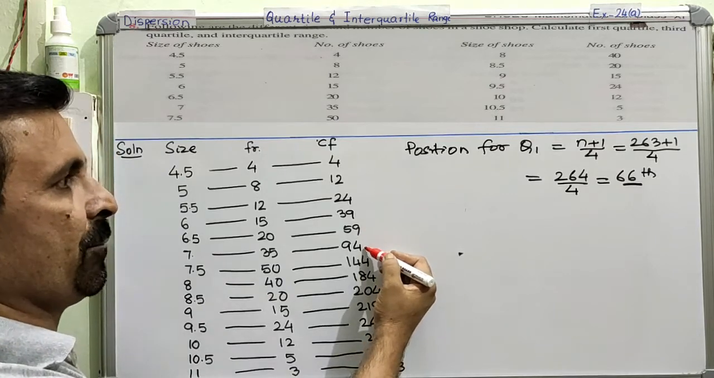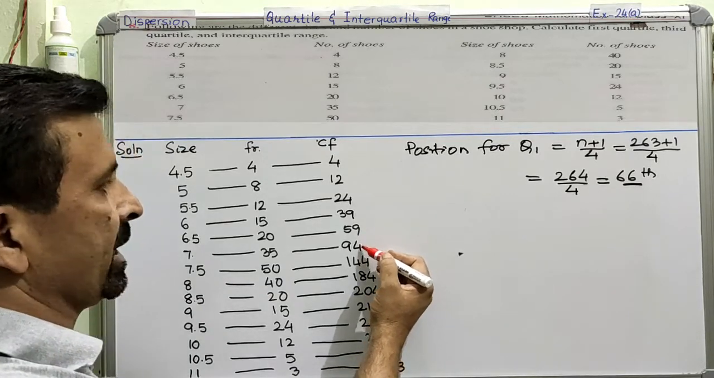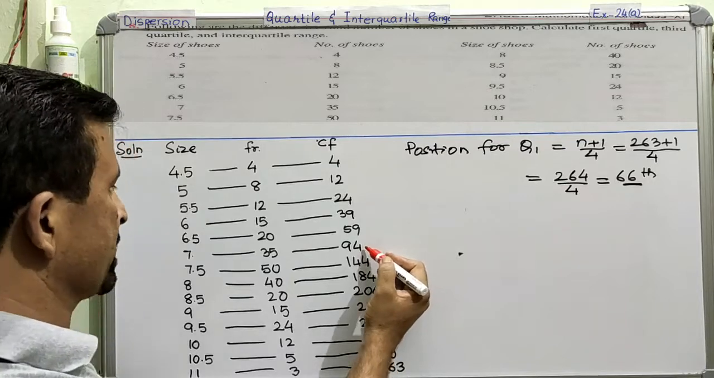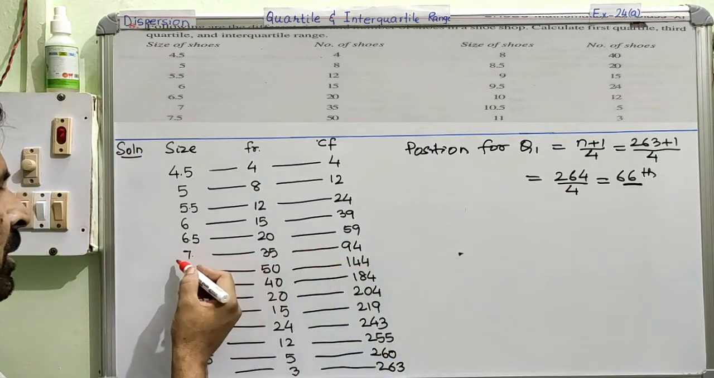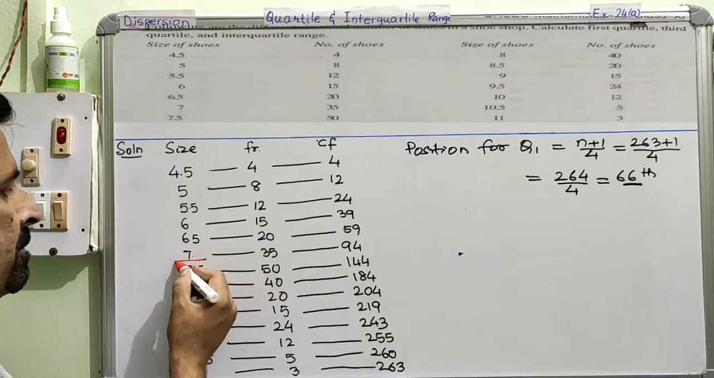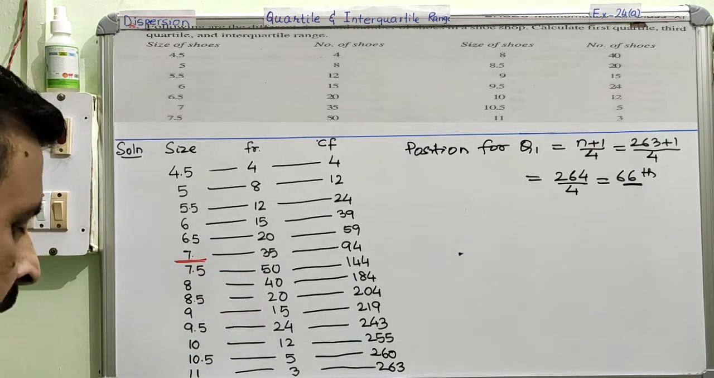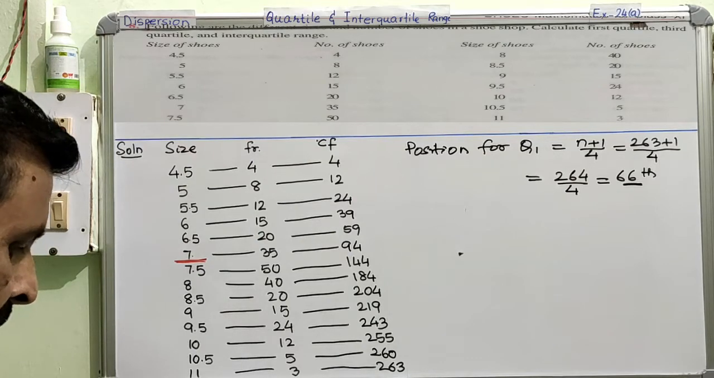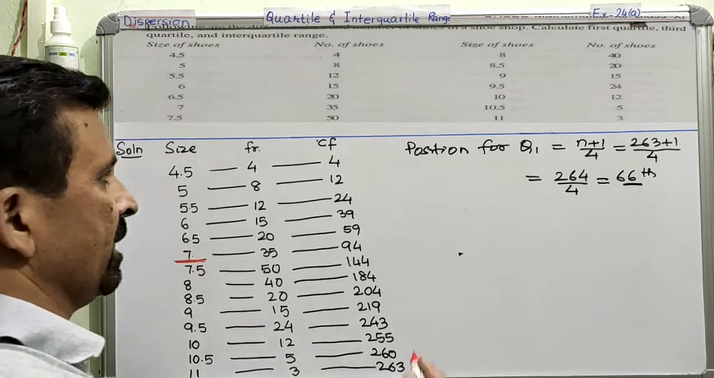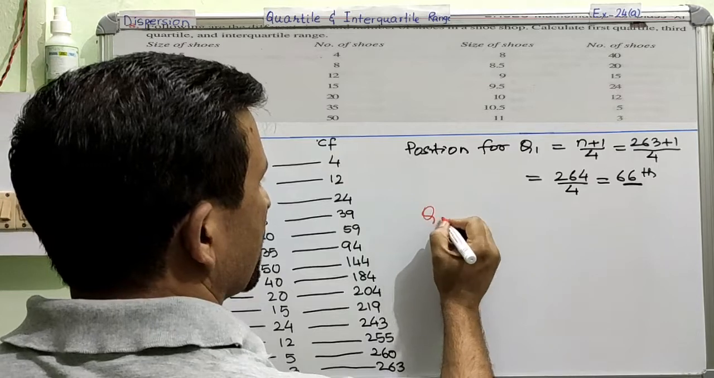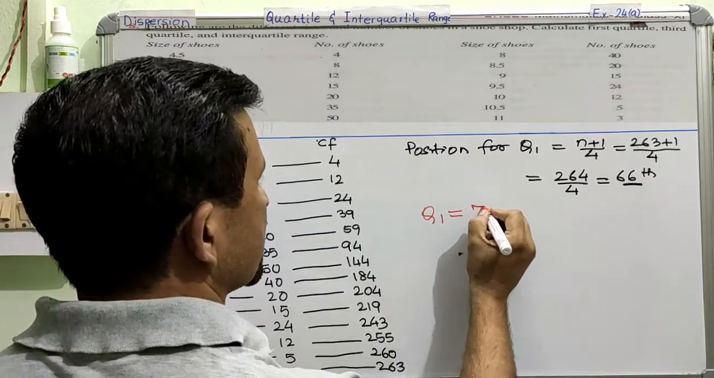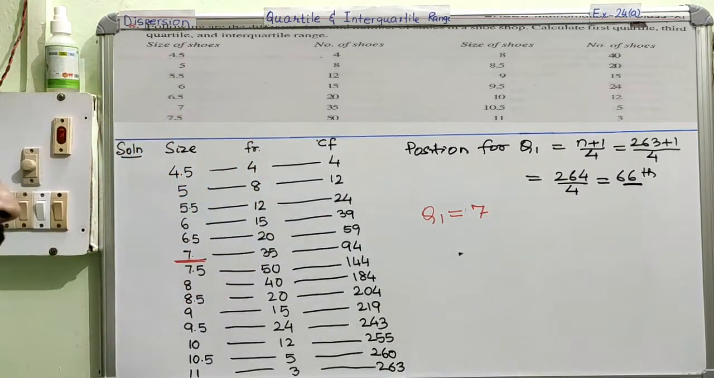Then we come to 94. Yes, our data is somewhere here in this lot, right? So we got the first location and then we can go to the corresponding class mark and this becomes your lower quartile. Is this very clear? So your Q1 is equal to 7.